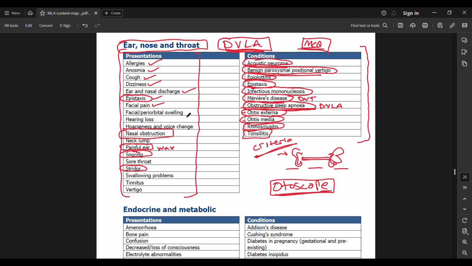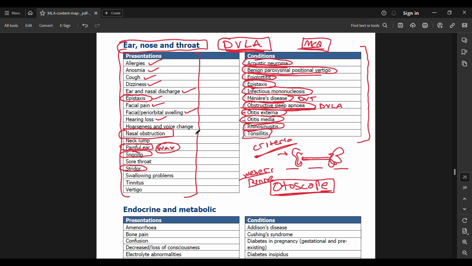Next, you have facial and periorbital swelling. Could be some kind of infection, right? Next, you have your hearing loss. Could be, again, wax, right? Could be acoustic neuroma. And yeah, that reminds me, Weber's and Rinne's test, okay? So make sure you do those well as well. Make sure you know how to use a tuning fork.